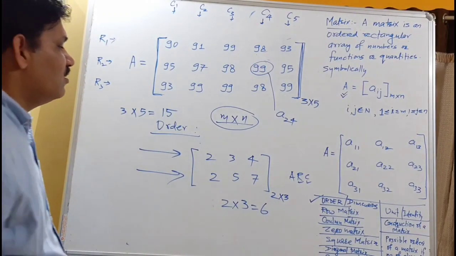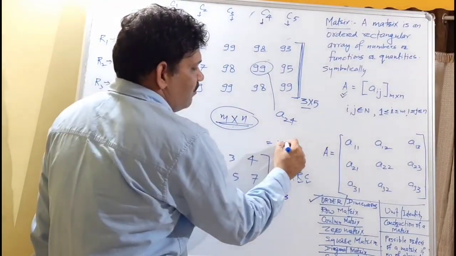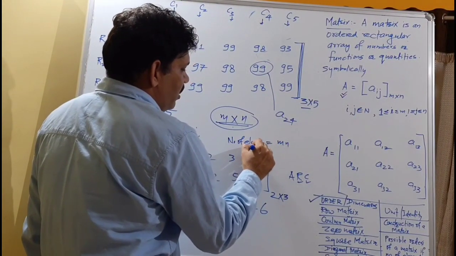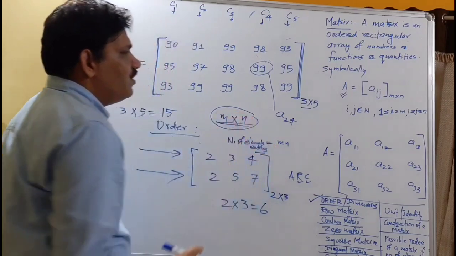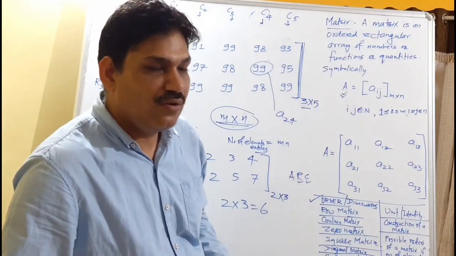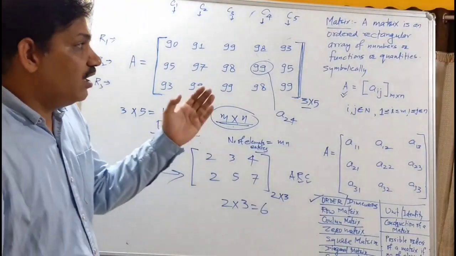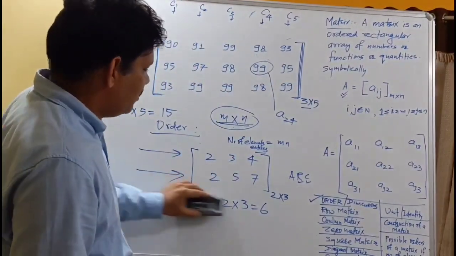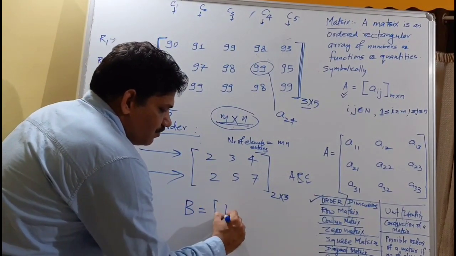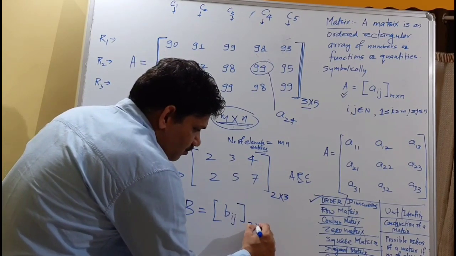So obviously the number of elements in a matrix of order m by n is simply m into n. Number of elements, or what we call entries. So far we have discussed a matrix is an ordered rectangular array of numbers or functions or quantities. It is usually denoted by a capital letter of the English alphabet and the corresponding small letter. If I name this matrix as B, then capital B is equal to b_ij, and the order is 2 by 3.